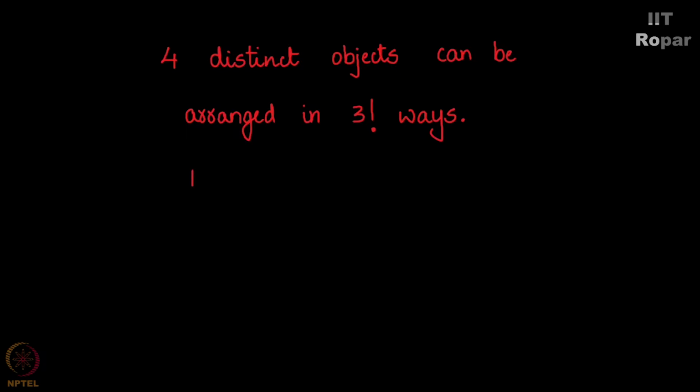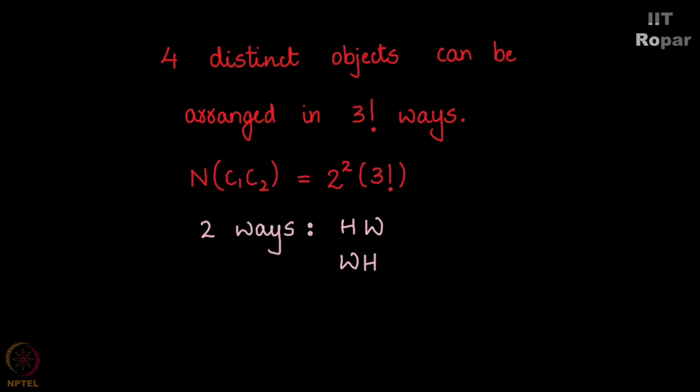And hence, n of C1, C2 happens to be 2 square into 3 factorial. How is it 2 square? Earlier it was 2 ways: husband, wife, wife, husband for one couple. Now, this is true for couple 1. They can sit either HW or WH this way. But it is true for couple 2 as well. And by rule of product, we have it as 2 square into 3 factorial.